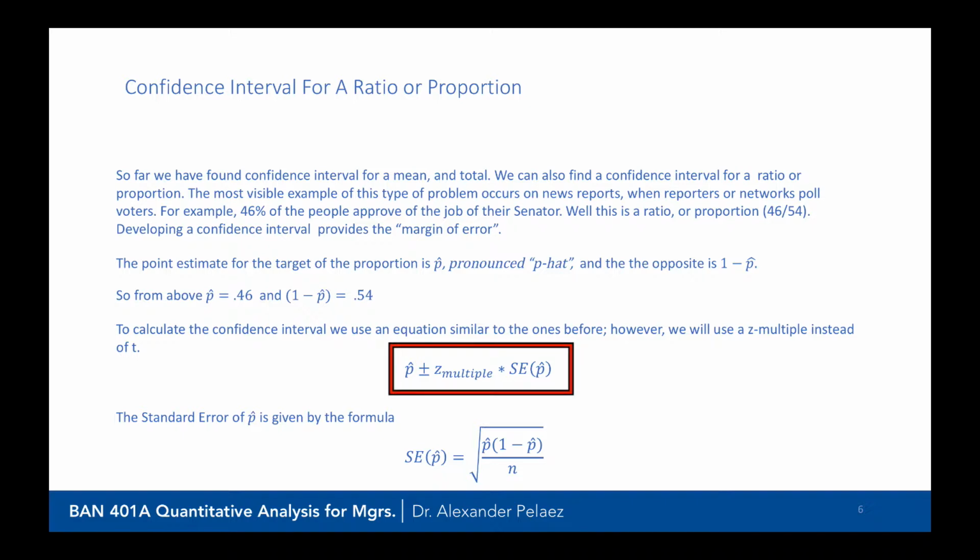In order to calculate the confidence interval around this ratio, we're going to use an equation similar to the ones before. However, this time we're going to use a z multiple instead of t. Now, the standard error of p hat is given by the following formula. It's the square root of p hat times 1 minus p hat over n. And this describes the error around our point estimate for the success proportion.